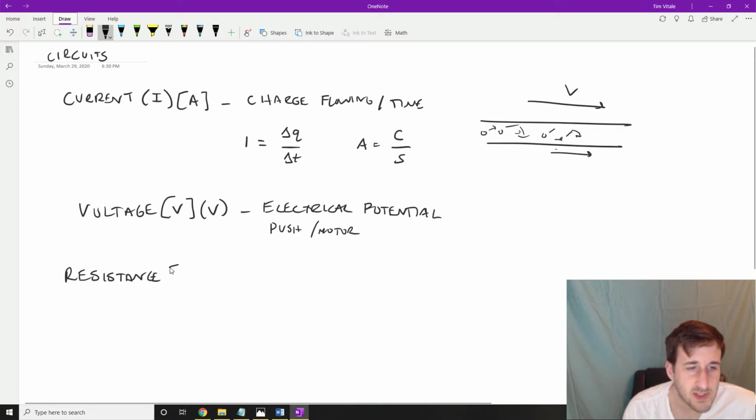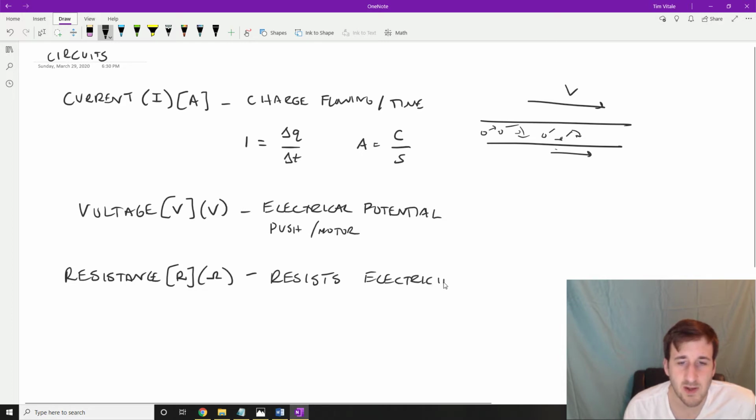resistance. Resistance is capital R, and the units are ohms, which is a Greek letter omega. And resistance is basically just how much, I hate to use it in the definition, but it basically resists electricity. So it's a measurement of how much the wire or whatever you're putting in your circuit is resisting the flow.